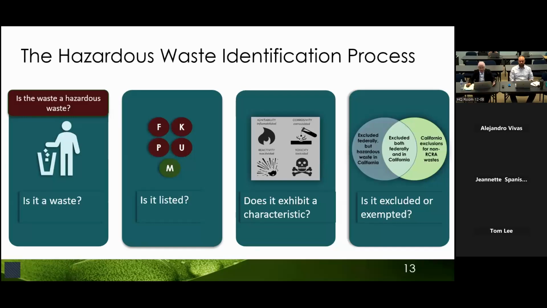Now, for exclusions and exemptions, federal hazardous waste criteria have several exclusions and exemptions, which may not necessarily be adopted by the state of California. For instance, federal identifies 44 exclusions, but California only adopted 8 exclusions into its regulations. So all of these questions are important as these help the waste generators to know if their waste must be managed as hazardous.